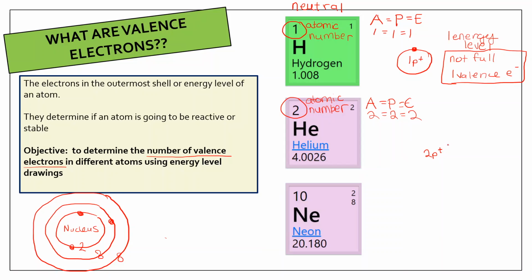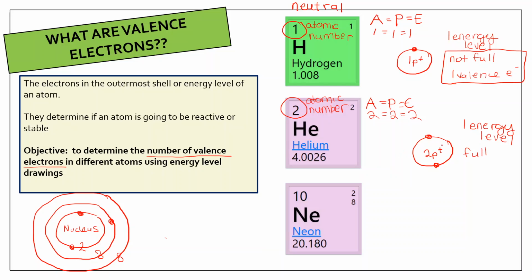And let's see how many energy levels it has. So we have 2 electrons, and that maxes out that first energy level, and we don't have any more, so this is it. There is still one energy level. This time it is full because the maximum amount that first energy level can hold is 2 electrons.